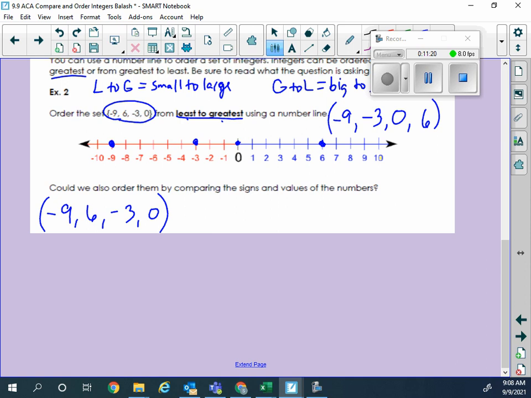Okay? If I were you, first, I would put my negatives together and my positives together. So I've got -9 and -3, and then I know 0 always goes here, right? And then what goes here? 6. These just happen to be in order already, from small to big, because you have to remember, when it's negative, the bigger the number looks, it's really what? Smaller. So they're already in order the way we wrote them. But that was a way to do it without the number line, what we call thinking through it. Okay? Questions?